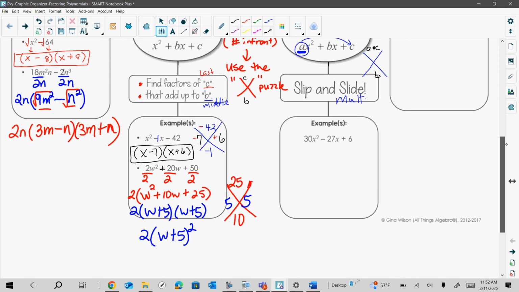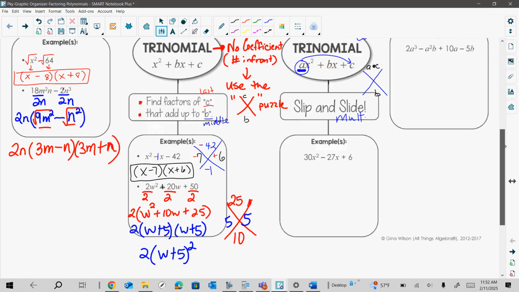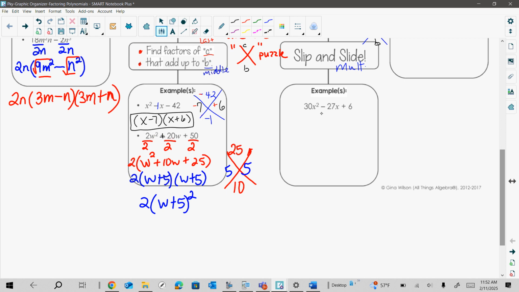Now this is the one where we have a number in front. We have to slide it back and multiply. But you still want to do a GCF first. So if I look here, 6 is the smallest number. Can it go into 27 and 30? Can 6 go into 27 and 30? No, it cannot. So what factor of 6 can go into 27 and 30? 3.